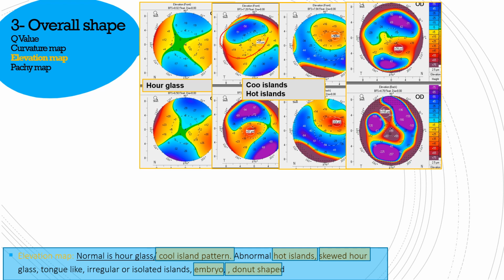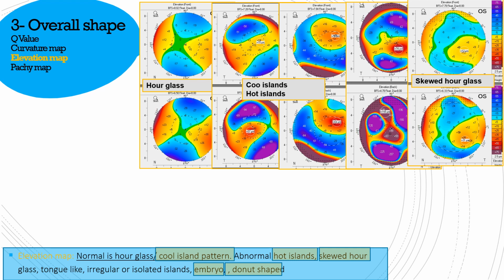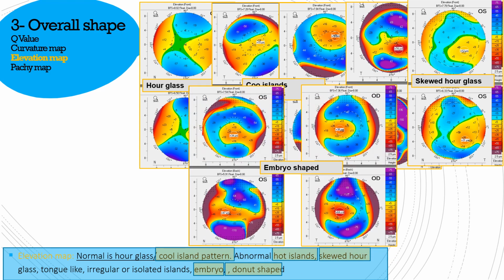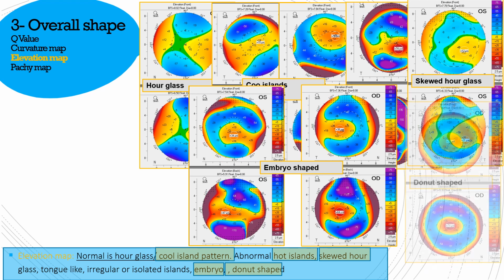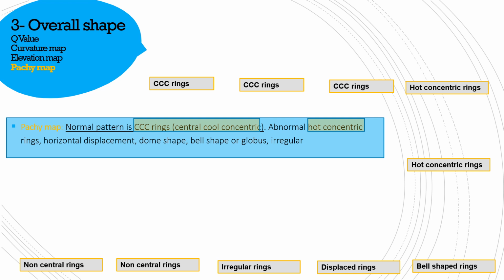These are the cool islands and these are the hot islands. Cool islands are normal, hot islands are abnormal. Then you need to look for the skewed hourglass appearance. This is the skewed hourglass appearance as compared to the normal hourglass. And then the embryo shaped, which is a variation of skewed hourglass, and then the donut shaped, which again means abnormal cornea. In addition to that, you need to look for the shape pattern on the pachy maps as well.